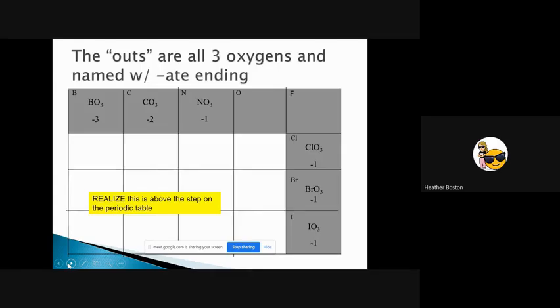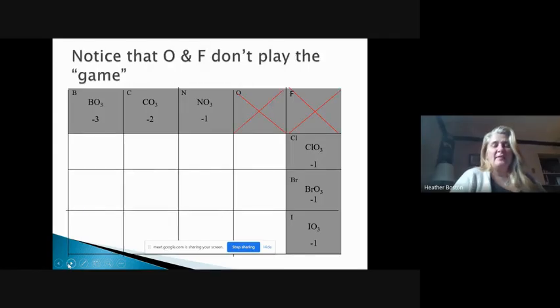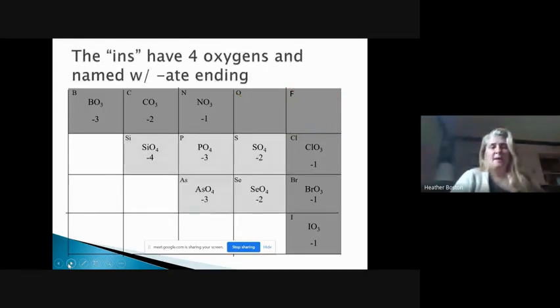So we've looked at our periodic table of the elements, and we've recognized how it matches up to the screen that I'm sharing with you. So the outies are the outside guys on the periodic table of the elements. So it's boron, carbon, nitrogen, chlorine, bromine, iodine. So those are the outside of the nonmetals once we're ignoring the noble gases. So oxygen and fluorine are too electronegative. They don't play in this polyatomic ion game because it takes a lot of sharing to play in the polyatomic ion game. So the outside ATE versions of polyatomic ions have 3 oxygens.